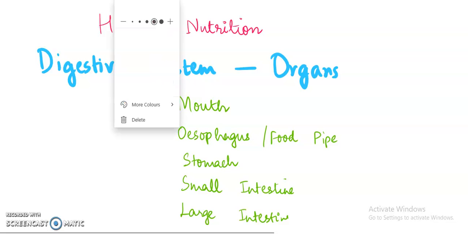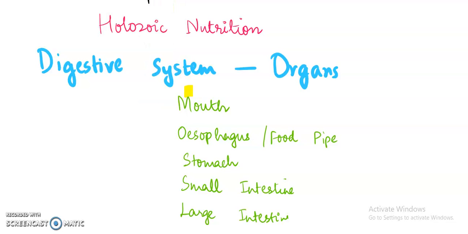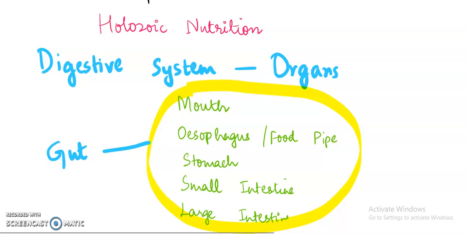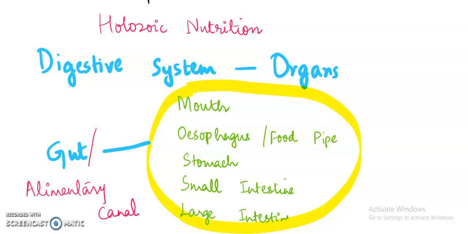And all the organs that I have written, all these organs combine together and they form a structure which is known as the gut. This gut is also known to you by the name of alimentary canal, which starts at the mouth and ends in the large intestine. So, the digestive system is an example of an organ system which is made up of a few organs which are encircled by yellow color on the screen, and these organs form the gut or the alimentary canal.